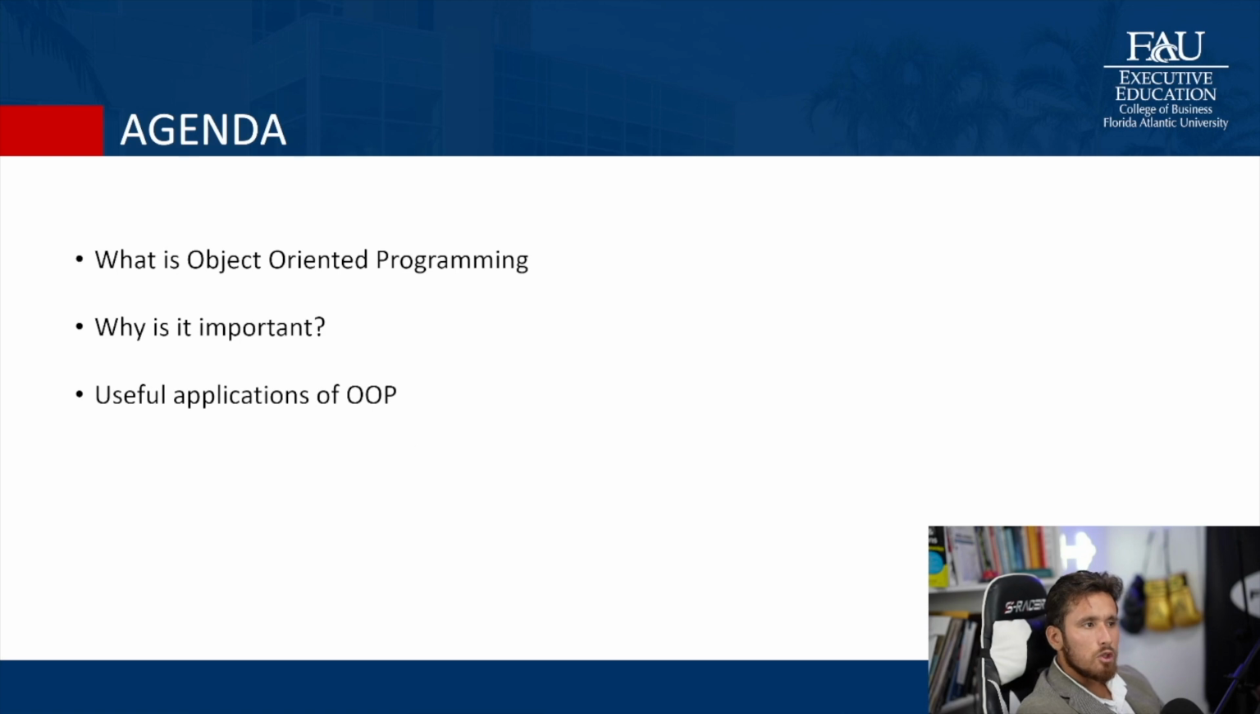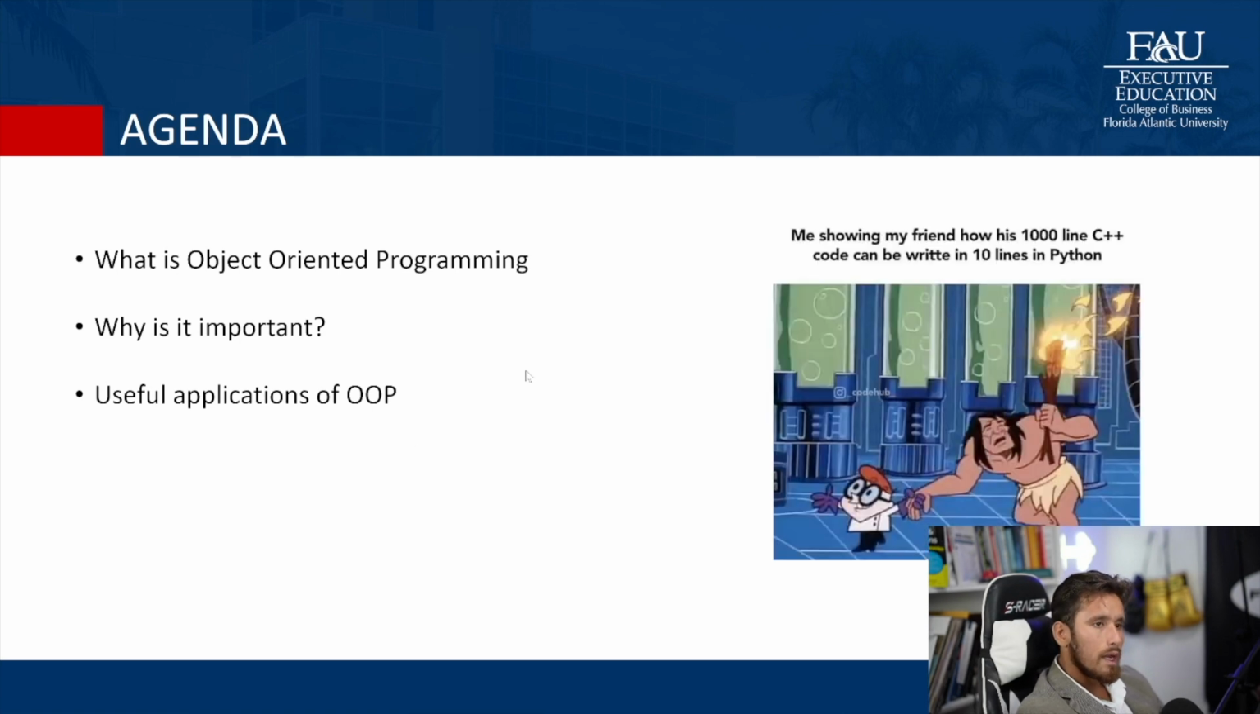We're going to be talking about some useful applications of object-oriented programming. And as always, I included a meme here, me showing my friend 1,000 lines of C++ that can be written within 10 lines of Python.